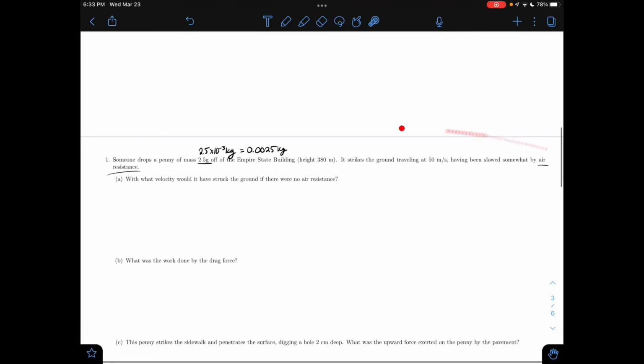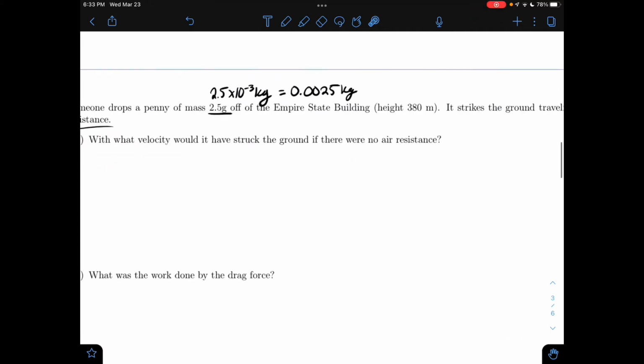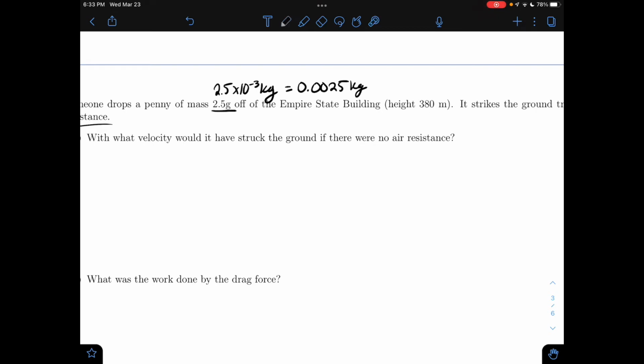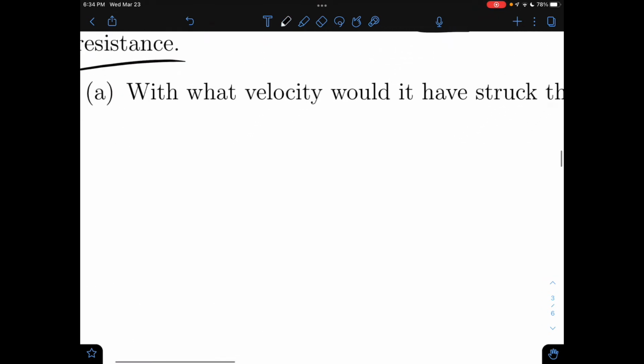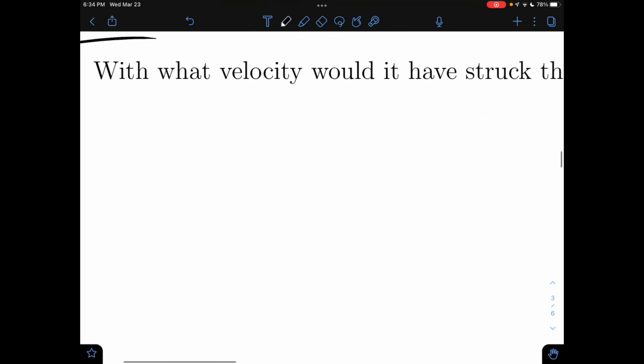So this is real life. We're given a situation in real life, and it says there is air resistance. So we're thinking of a magical hypothetical situation where there's no air resistance. So in this perfect world, let's set up our work energy theorem.